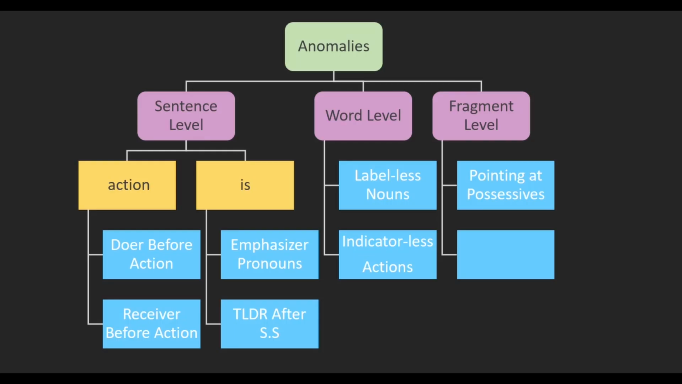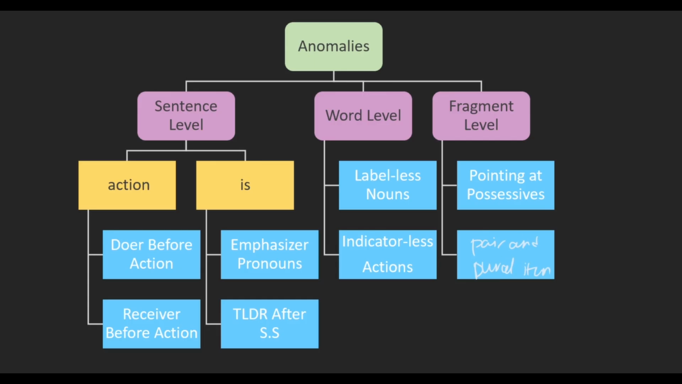Okay, so we've reached our very last anomaly, and then we'll be ready to get back to the normal world. Our last anomaly, fragment level, is what we're calling pair and plural items.